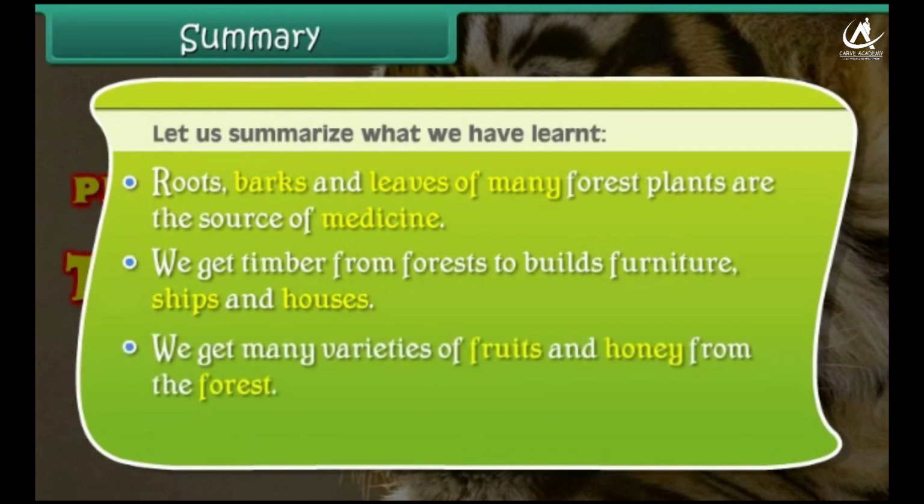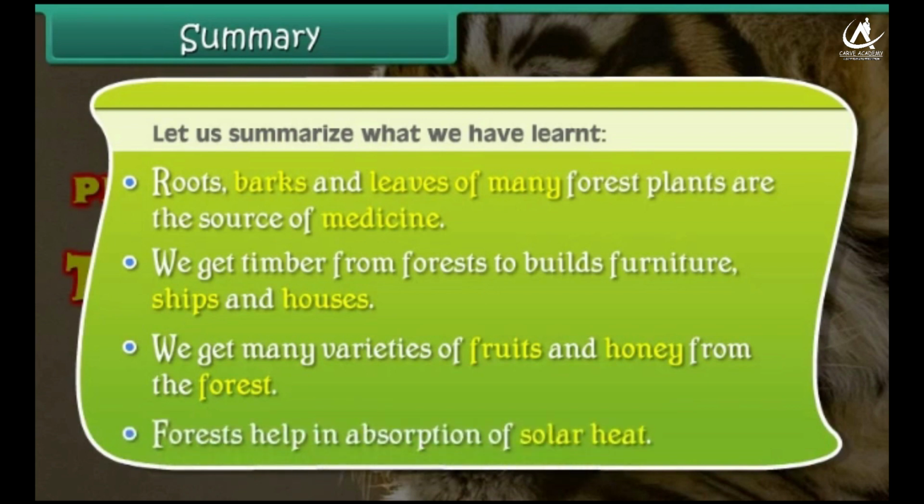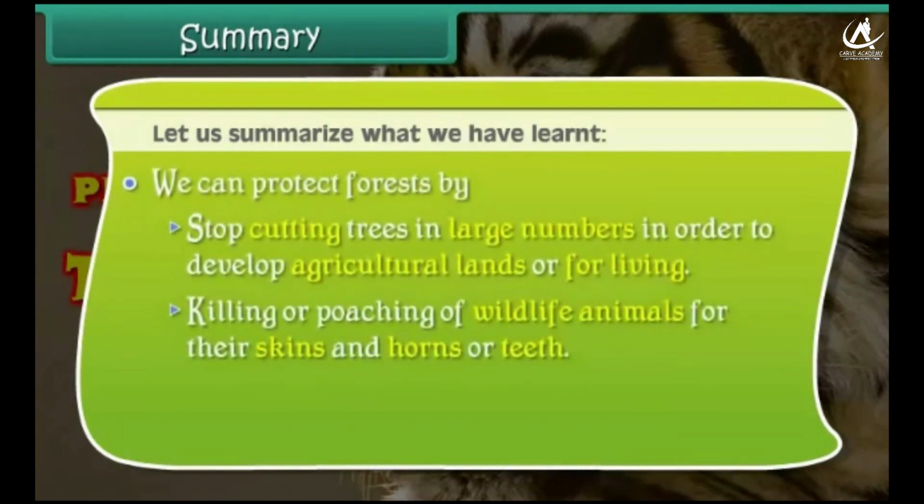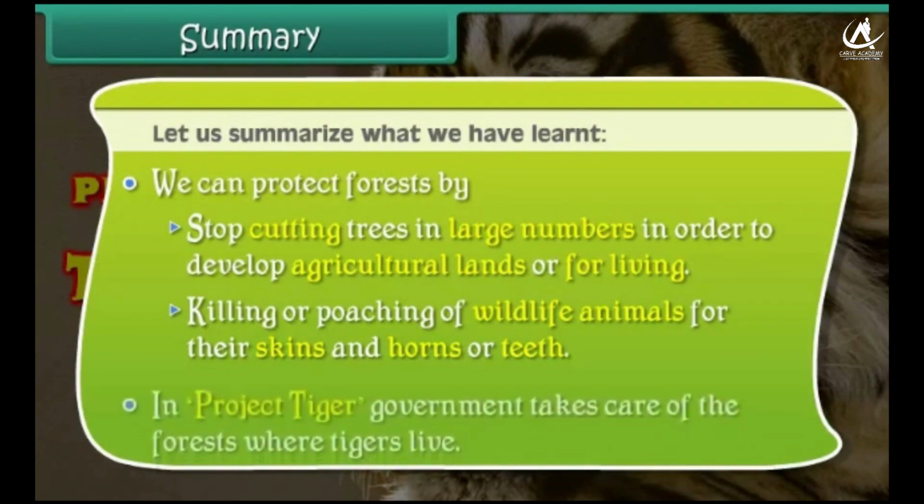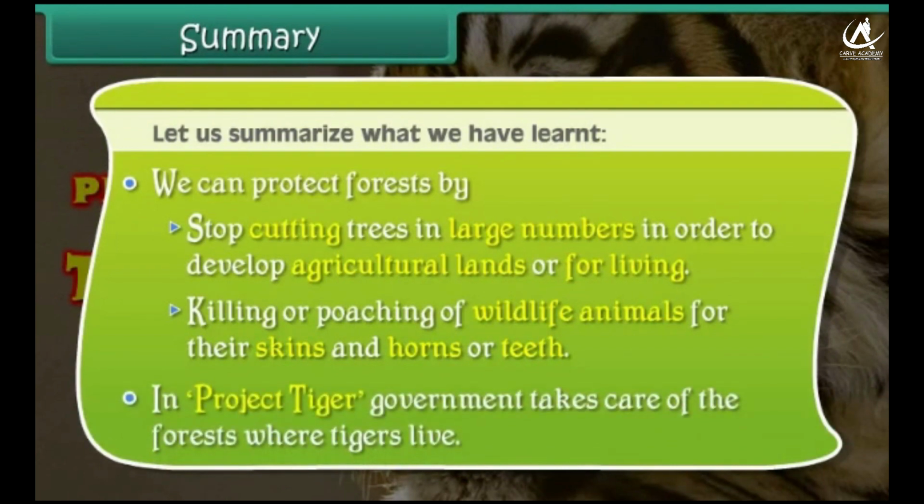We get many varieties of fruits and honey from the forest. Forests help in absorption of solar heat. We can protect forests by stopping the cutting of trees in large numbers in order to develop agricultural lands or for living, and by stopping the killing or poaching of wildlife animals for their skins and horns or teeth. In Project Tiger, the government takes care of the forests where tigers live.